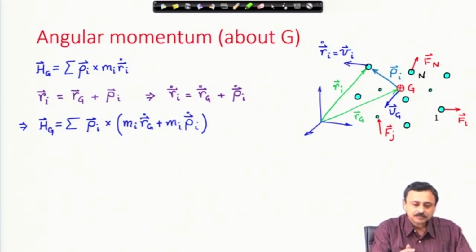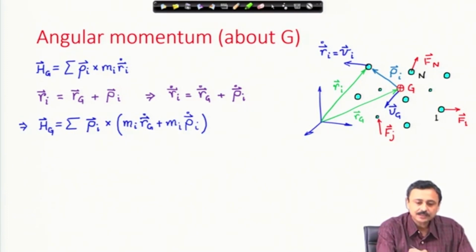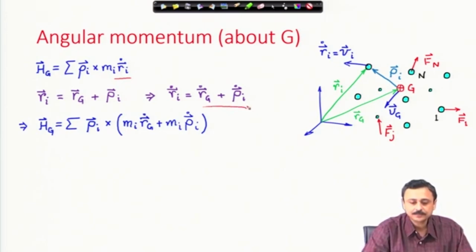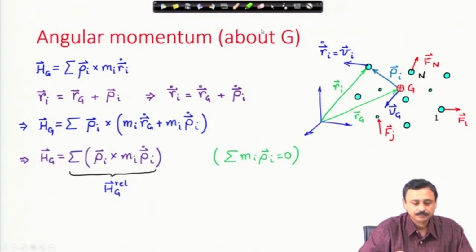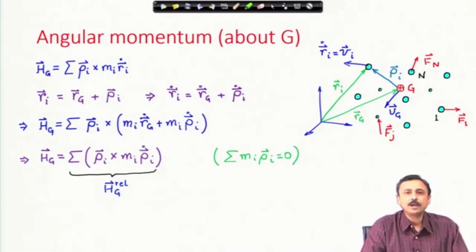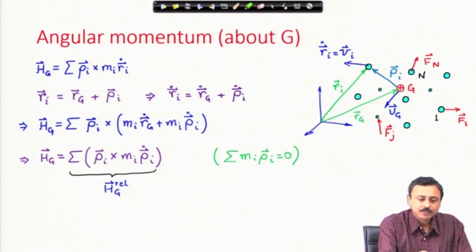If I replace only the second term here, r_i dot, I write it like this. Then H_G reduces to rho_i cross m_i rho_i dot. Now, this is the angular momentum about the center of mass.